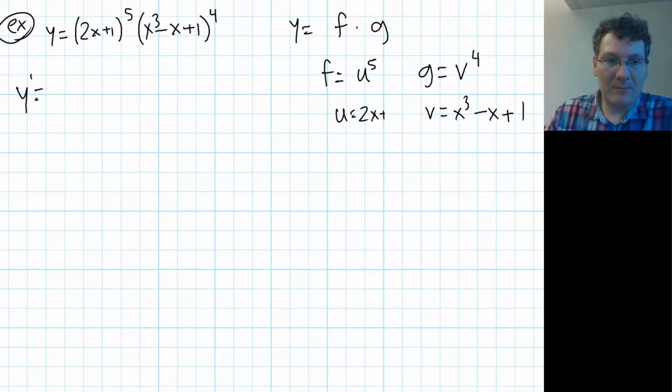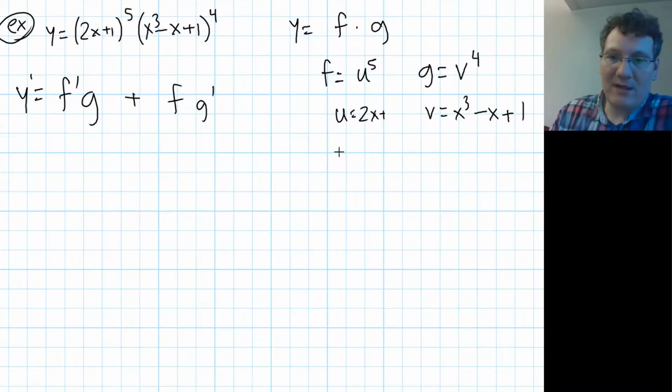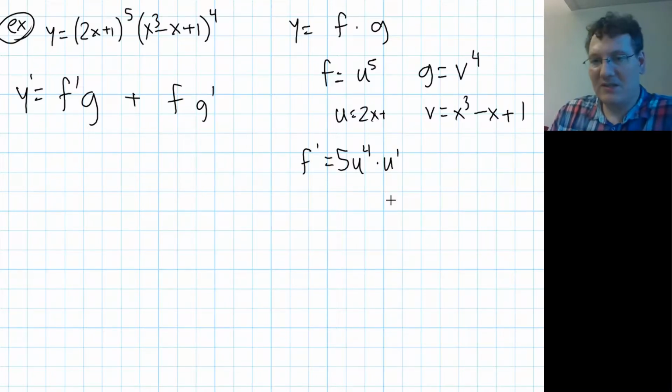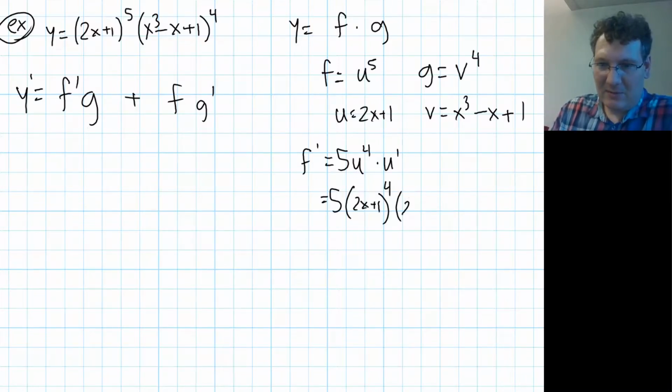So y prime is going to be, I'll write it out in the abbreviation, f prime g plus f g prime. Now, what is f prime? F prime is going to be 5u to the 4th times u prime, which is to say the derivative, I didn't write that 1 there. It's the derivative of 2x plus 1. So it's actually 5 times (2x + 1) to the 4th times 2.